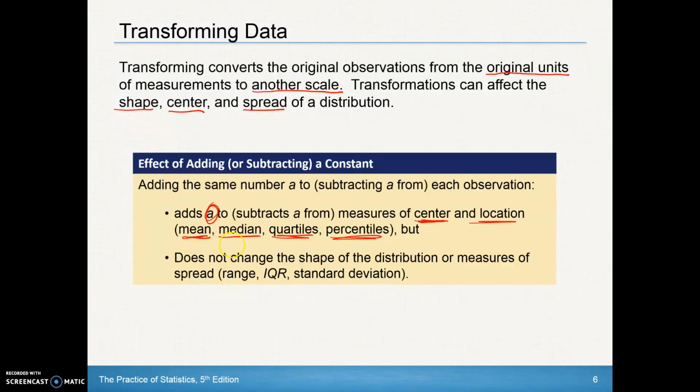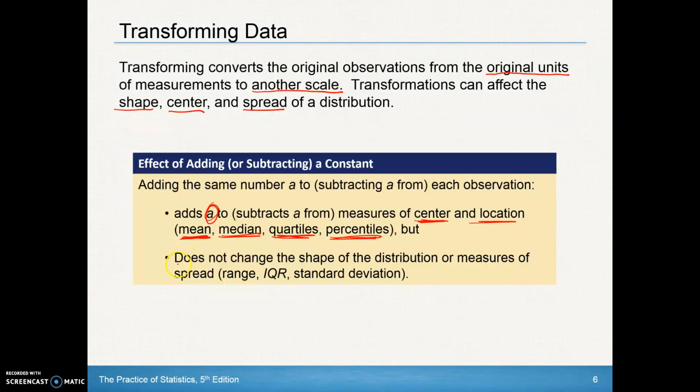Well, that kind of makes sense. If the mean test score last time was 85, and I add 5 points to everybody's score, well, the new mean of the class would be 5 points higher, or 90. And that works for each of these different measures of center or location.